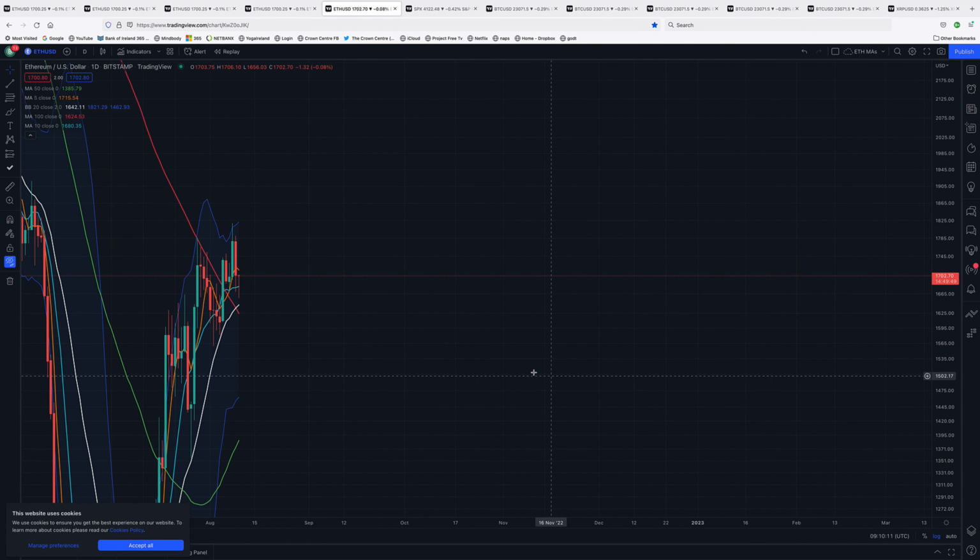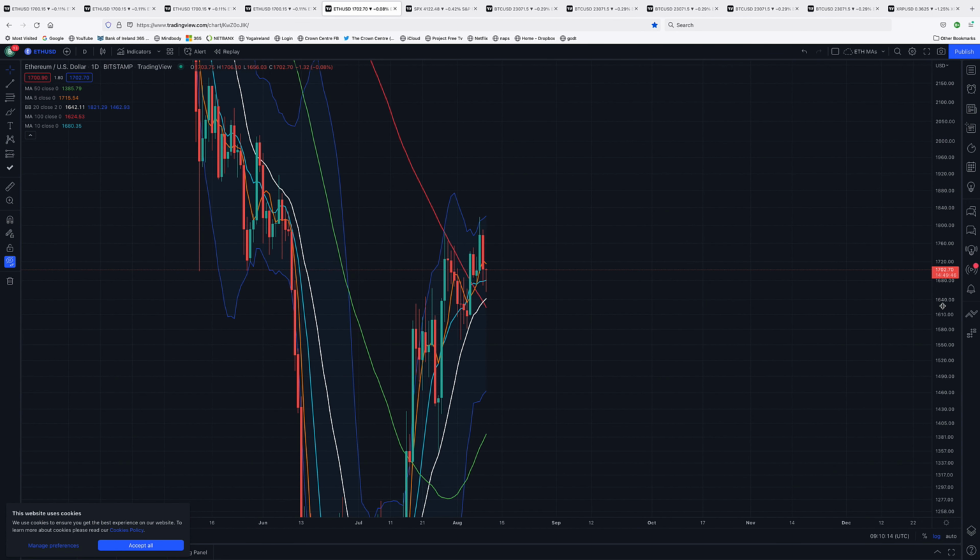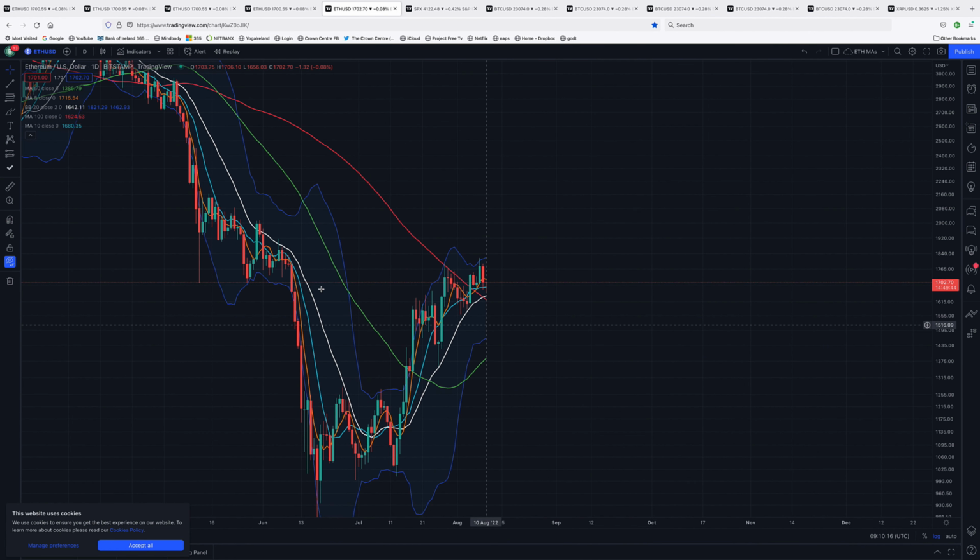It hasn't even come down to test the 20. But what it did yesterday was the 20 crossed the 200 on the daily on Ethereum. So this is what might hold it at this pace.